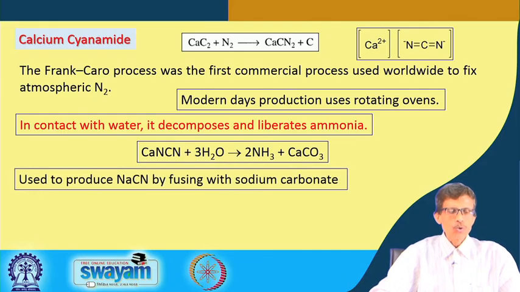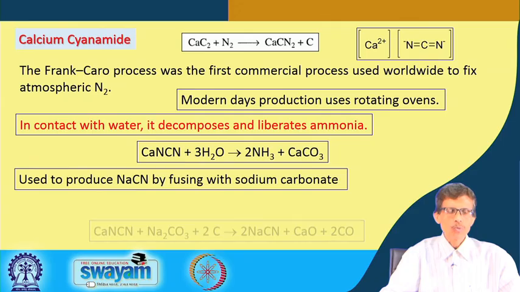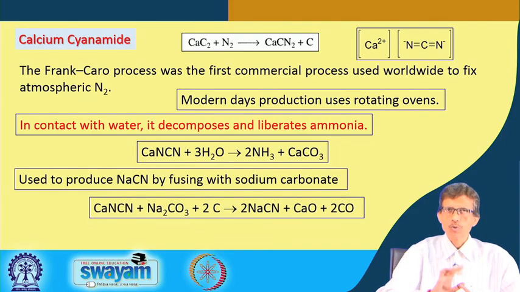It is used to produce calcium cyanide also. So, calcium cyanamide to calcium cyanide by simple fusion with sodium carbonate. Now you use sodium carbonate, and that sodium carbonate is doing some other type of reaction compared to the previous one, which is a very simple reaction. So, the reaction of calcium cyanamide.